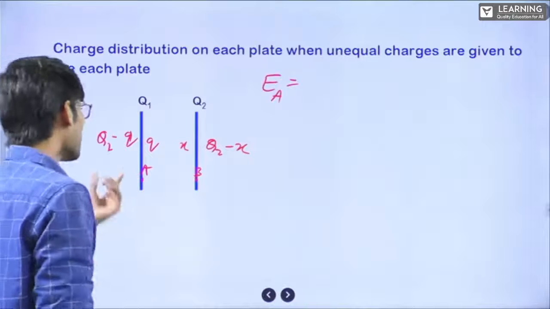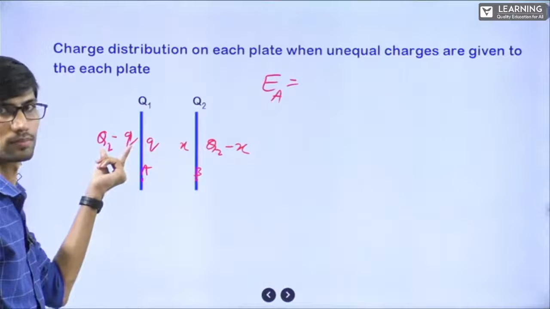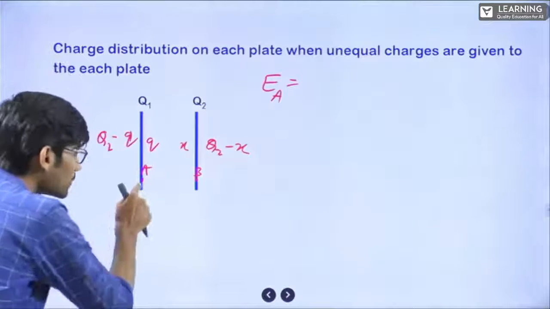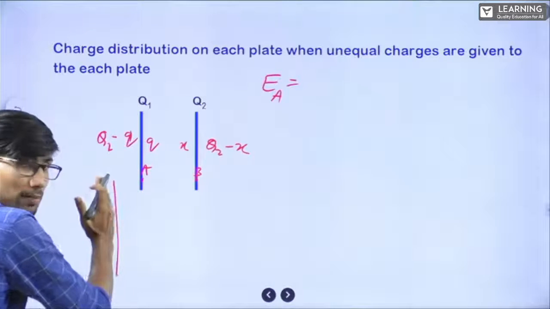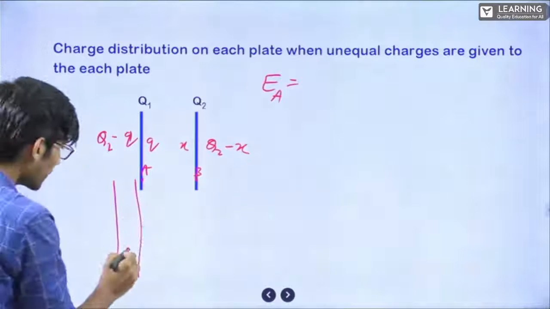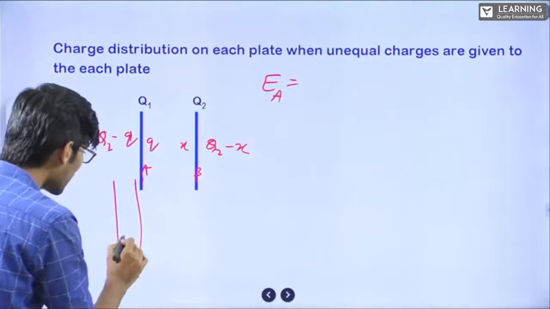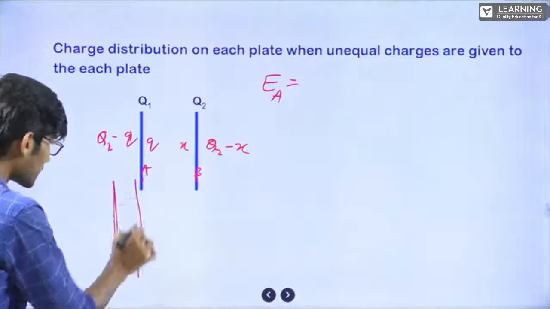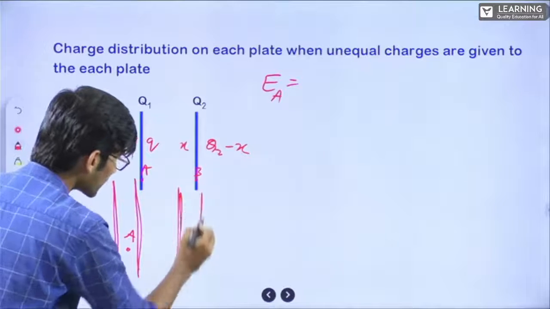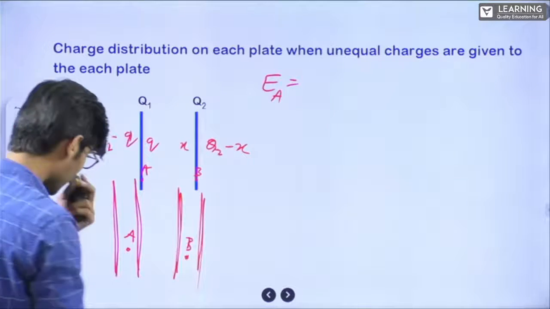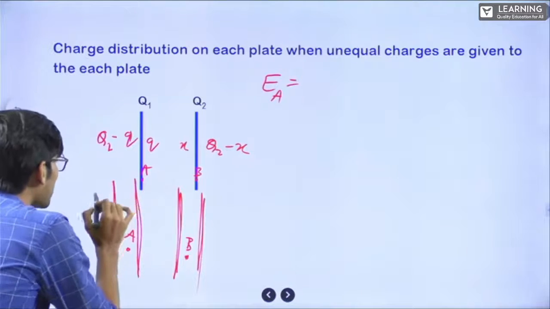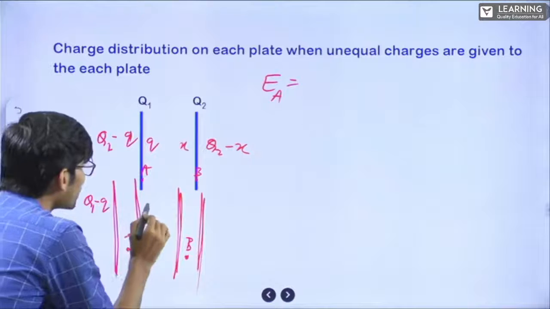Let's write. First we will write due to this particular charge. This is on this side of the plate. This will be the thickness of the plate. This point A is inside. This is the outer surface, this is the inner surface. For this capacitor also, let's say this side is the inner surface, this side is the outer surface. B point is somewhere in the thickness. This surface is having charge Q1 minus Q. This surface is having charge Q.